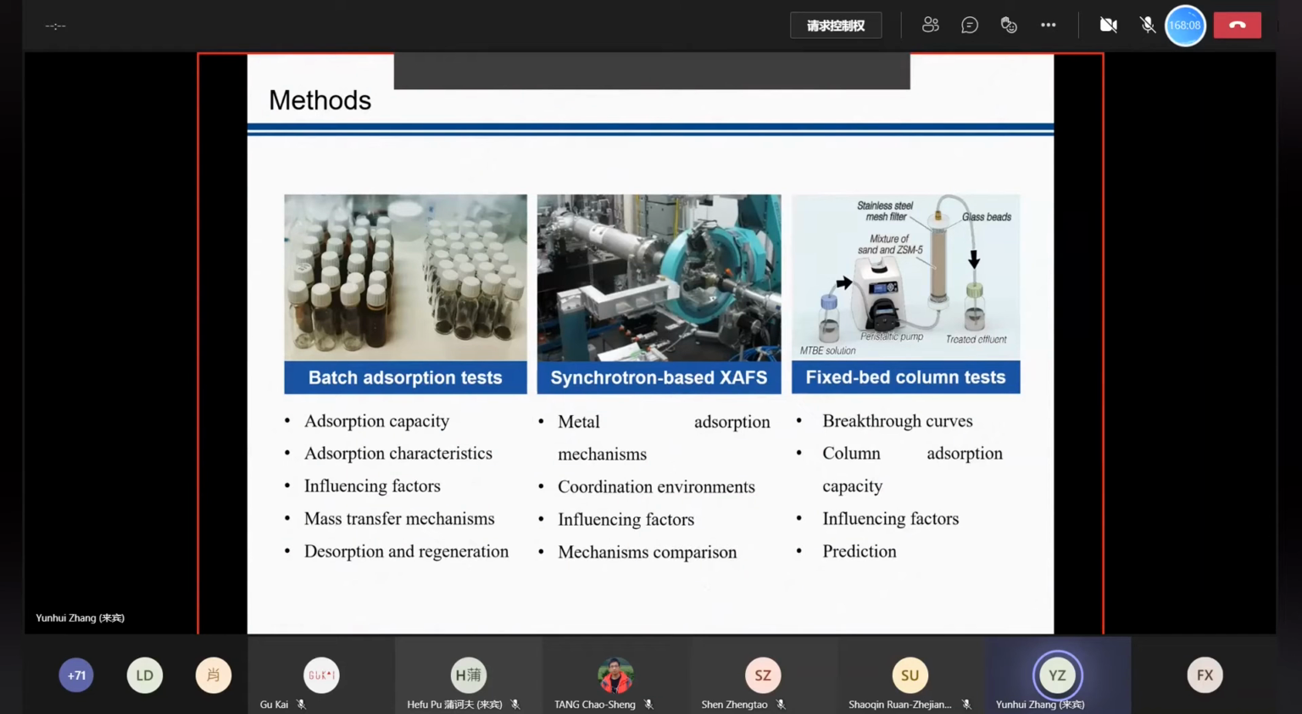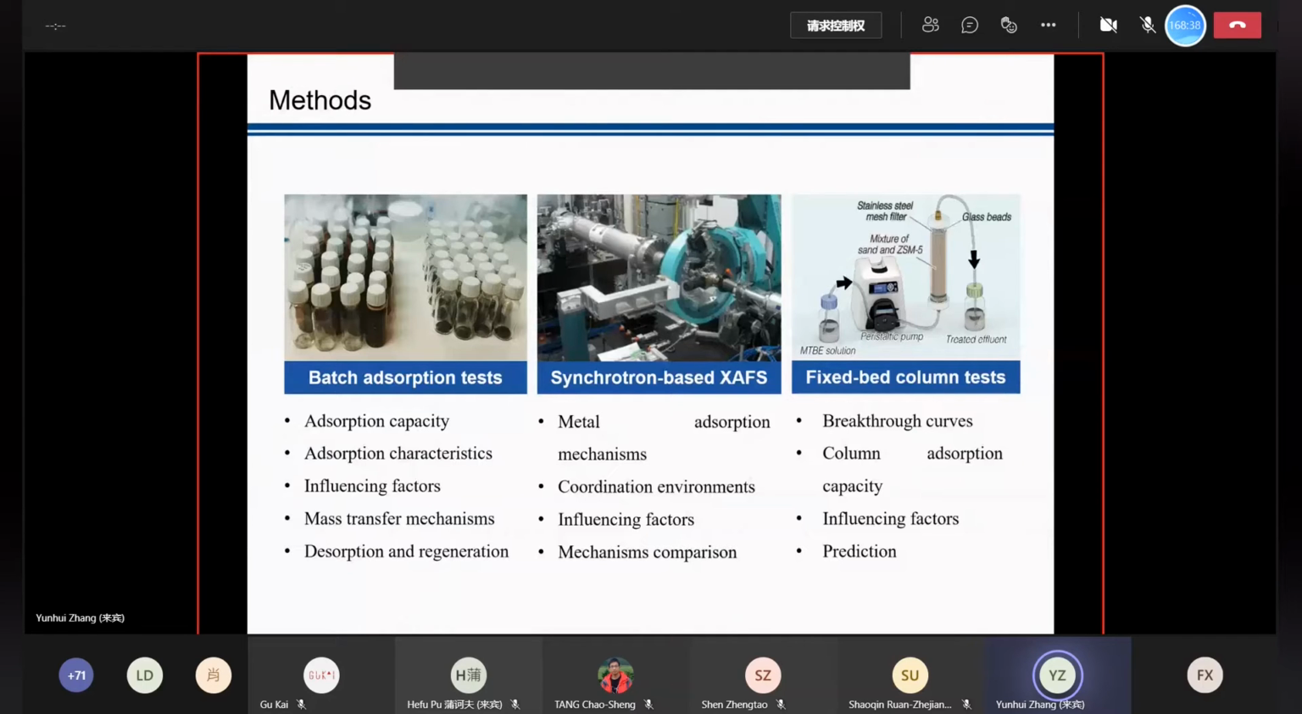And then we used synchrotron-based EXAFS technique to further explore the lead adsorption mechanisms in the absence and presence of MTBE, and to examine the coordination environment of the adsorbed lead on the surface of the zeolites, and also discuss the influencing factors and compare the different adsorption mechanisms of lead on different zeolites in the absence and the presence of MTBE.